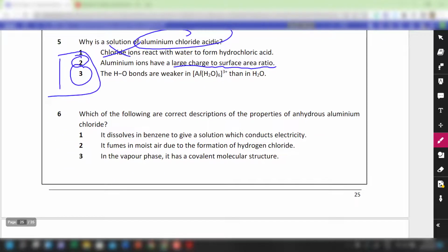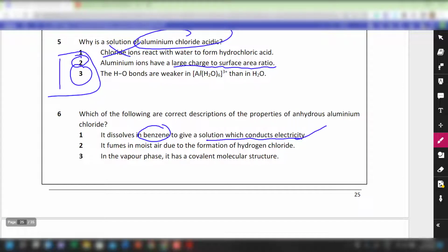Question 6. Which of the following are correct descriptions of the properties of anhydrous aluminum chloride? It dissolves in benzene, which is a non-polar solvent, to give a solution which can conduct electricity. This is nonsense because it will remain as a covalent compound in benzene, so it will not be able to ionize to give us ions. So 1 is wrong. It fumes in moist air due to the formation of HCl, so this is correct. In the vapor phase, it has a covalent molecular structure. This is correct as well, either AlCl3 or Al2Cl6. So I'm going to choose options 2 and 3 for question 6.